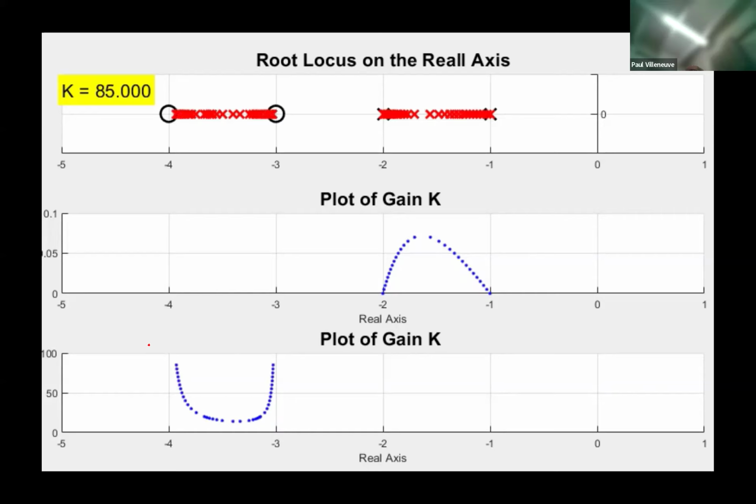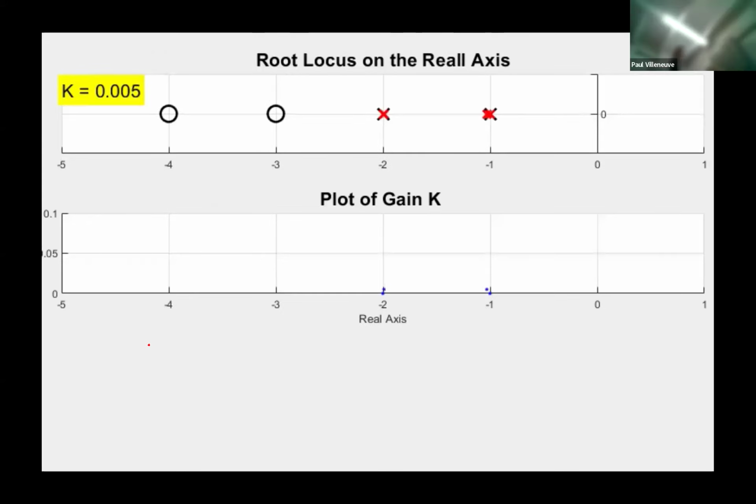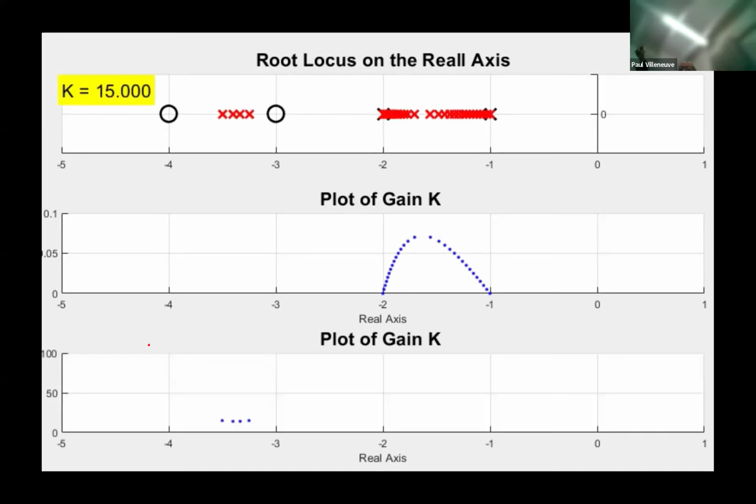What I see is when that plot of my gain reaches a peak point, in either case, right, it's either a positive peak or a negative peak, it's when I'm either leaving the real axis or I'm entering the real axis.